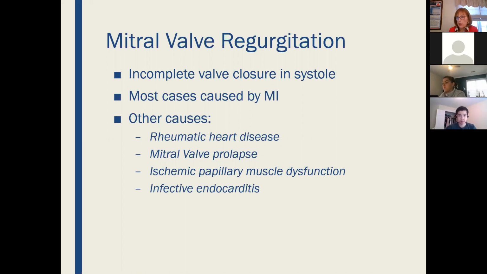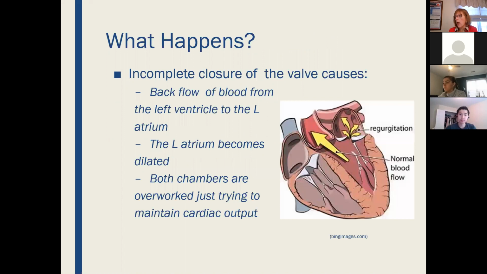Don't take them lightly. You'd be surprised. They can end up with mitral regurg. All right, so what happens here? Let's look at our picture.